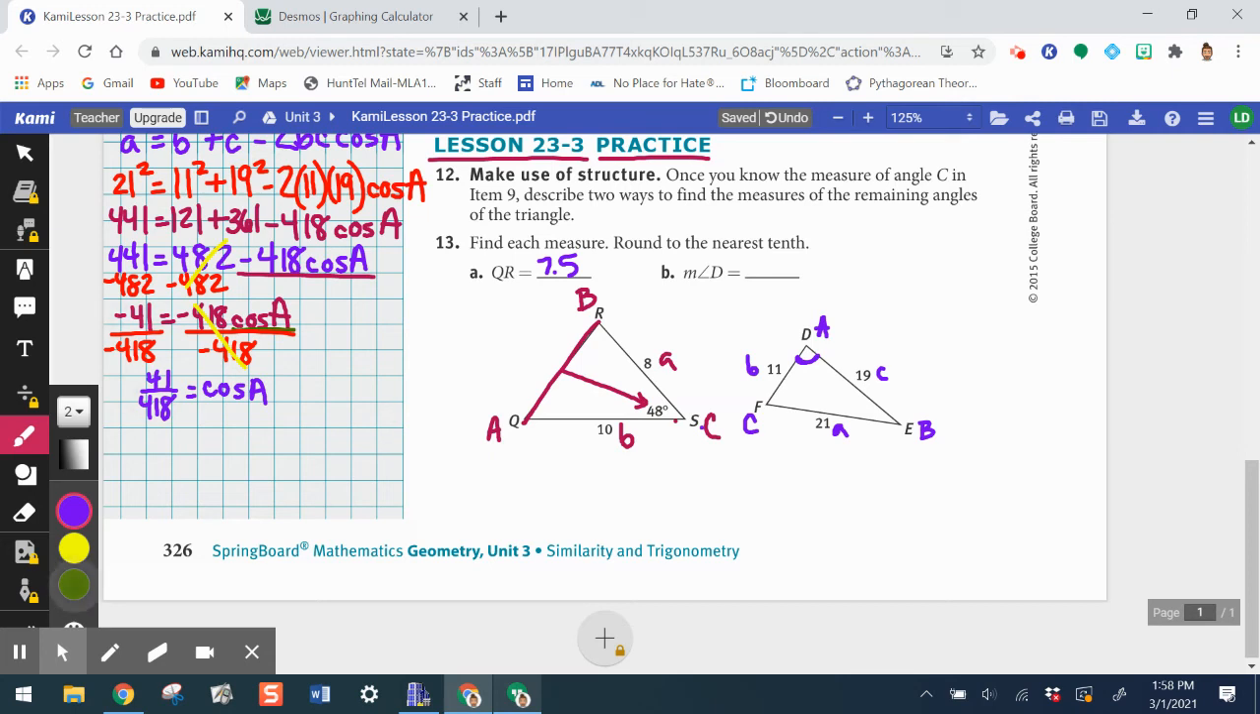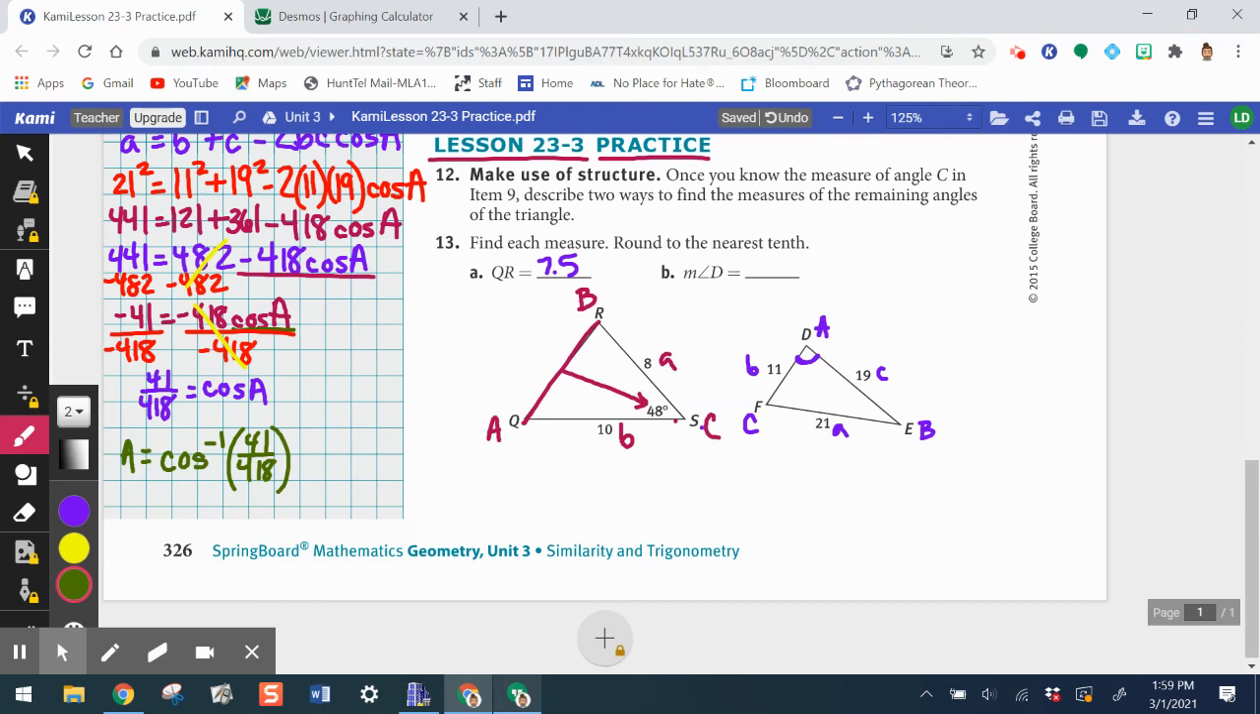So our last step, and the whole goal here was to find the measure of angle A. So recall when we first learned of the trig functions that we use the inverse trig function to find the measure. So if we're using the cosine of A to find the measure of angle A, we're going to use the cosine inverse of this ratio. This is technically a ratio, a fraction, 2 numbers comparing. So we'll do the cosine inverse of 41 over 418.